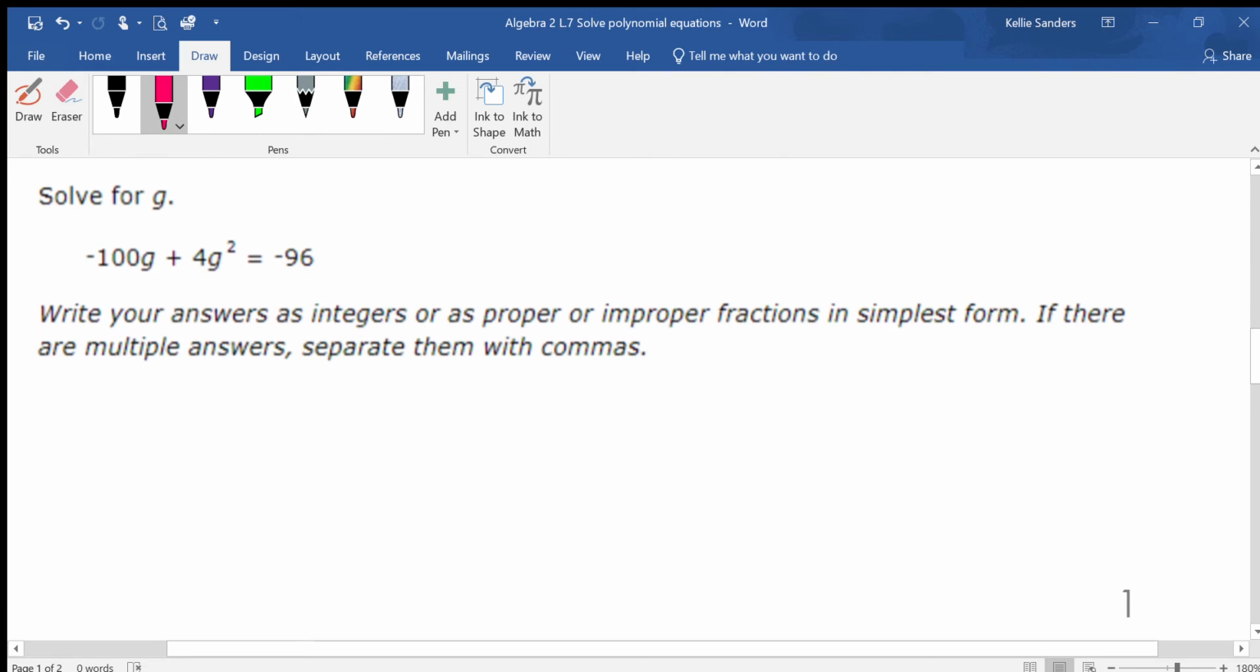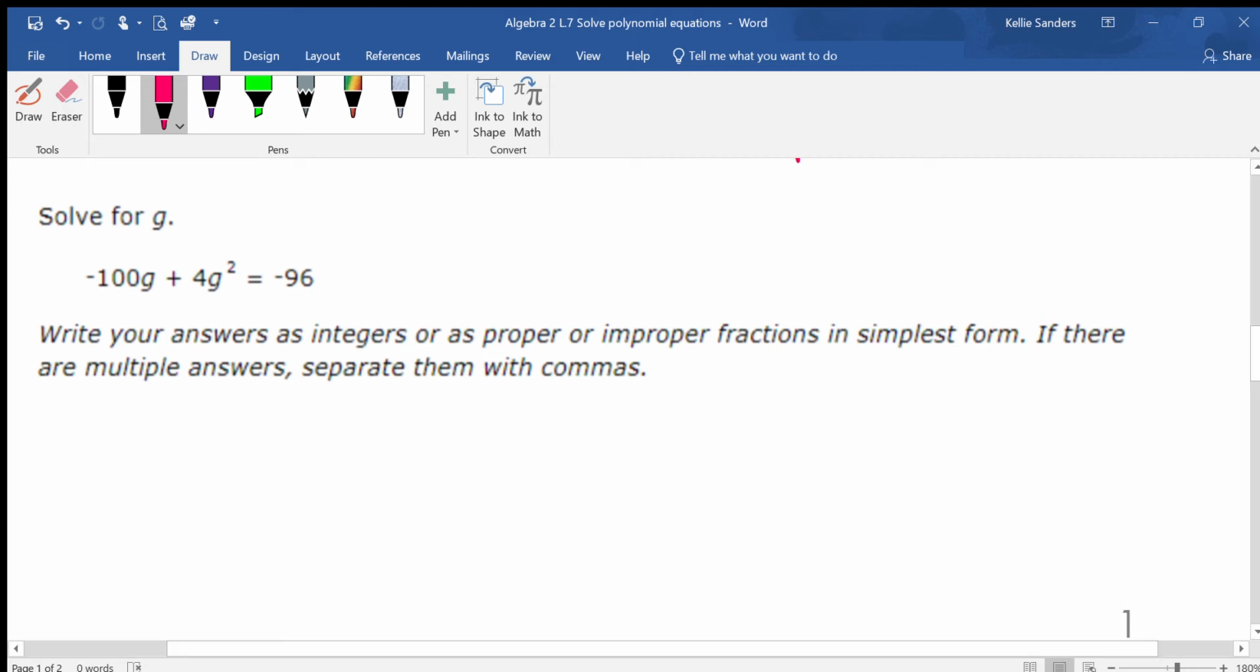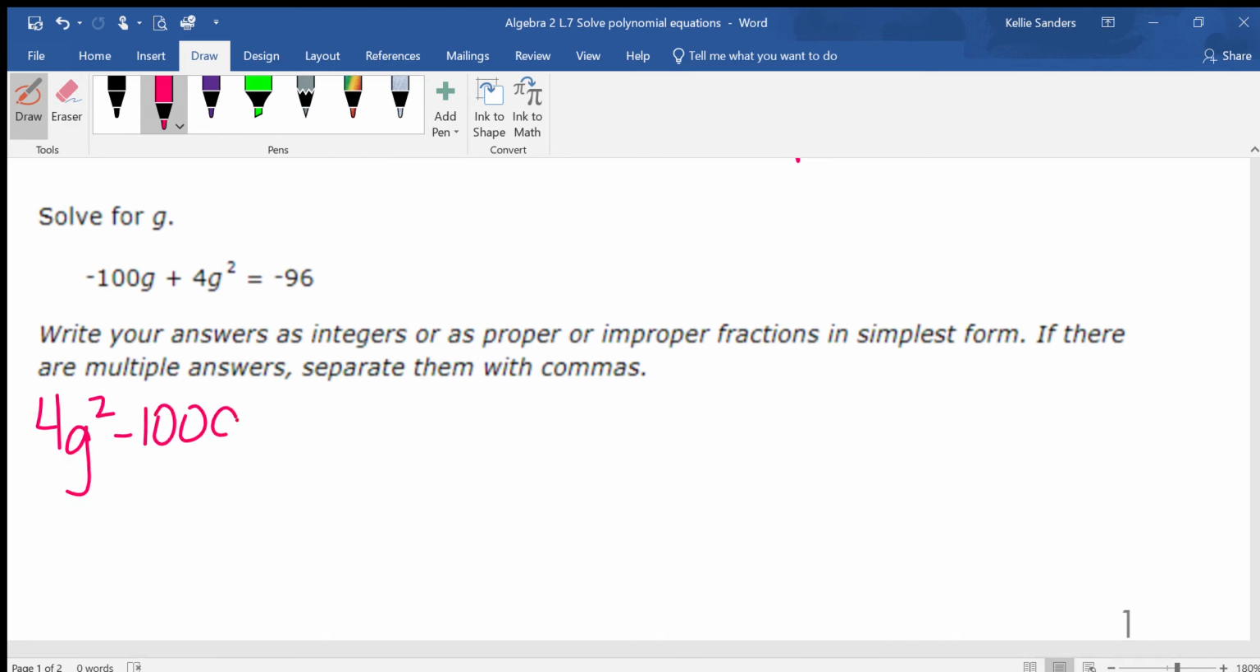Alright, on this, it is not even in order. The G squared is not first, it's not equal to 0. We have an A and a B and a C. So first thing I'm going to do is I'm going to put it in order. I like my G squared first, and I like it to be positive, then my negative 100, then I'm going to move the 96 over. Okay? You could do this a couple of ways. We could divide everything by 4 to be able to get smaller numbers.